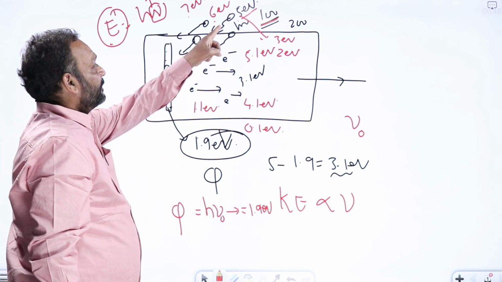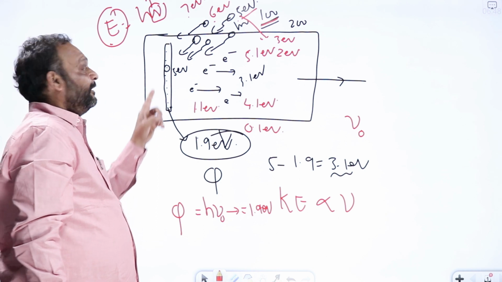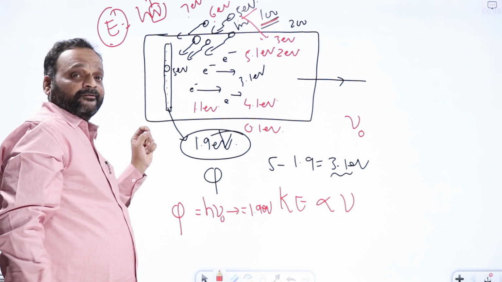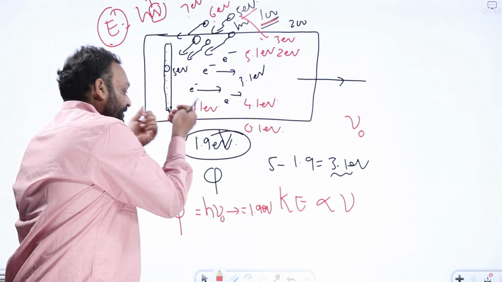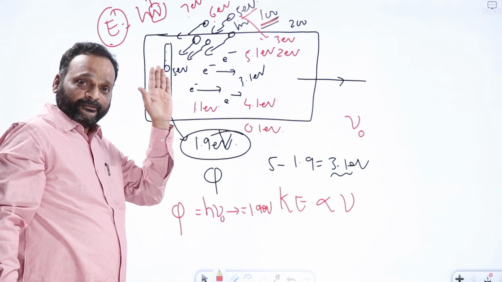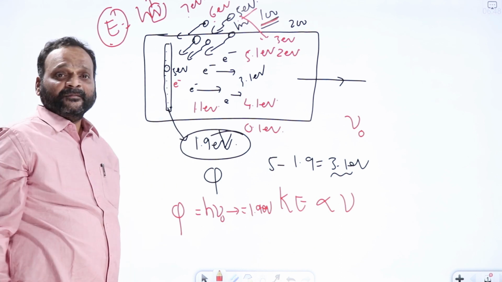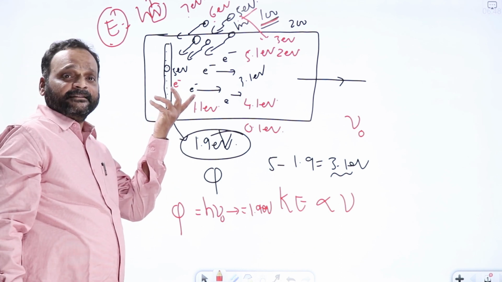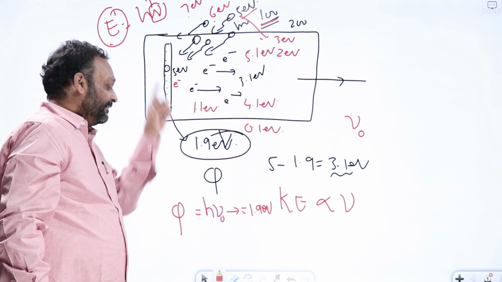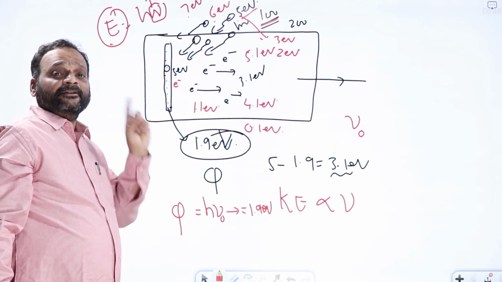Now when 1.9 electron volt photons go and fall on the metal plate, every electron gets 1.9 electron volts, right? Every electron spends that entire 1.9 in order to overcome that potential barrier and comes out with 0 kinetic energy. Okay, it is not left with any kinetic energy now. It has spent all its energy in just coming out only. It comes out with 0 kinetic energy.